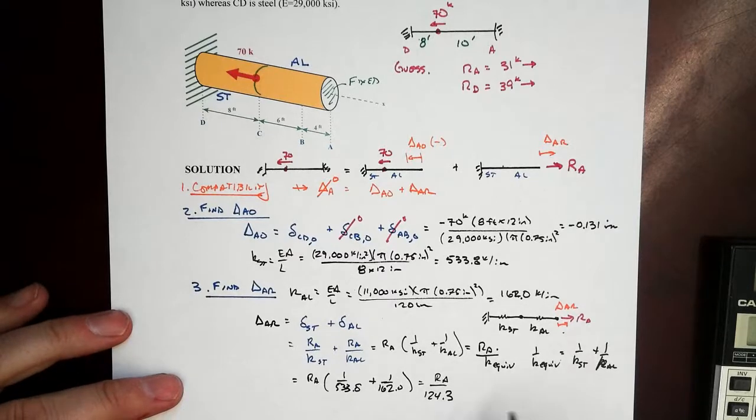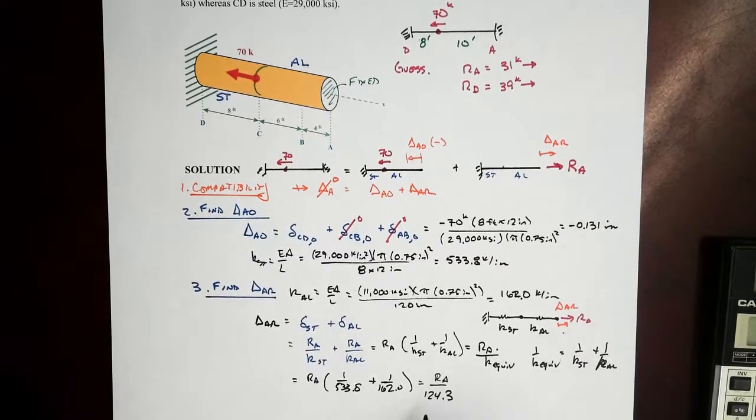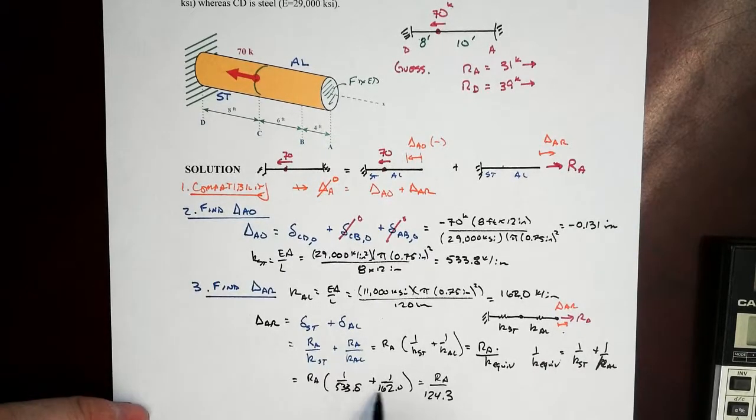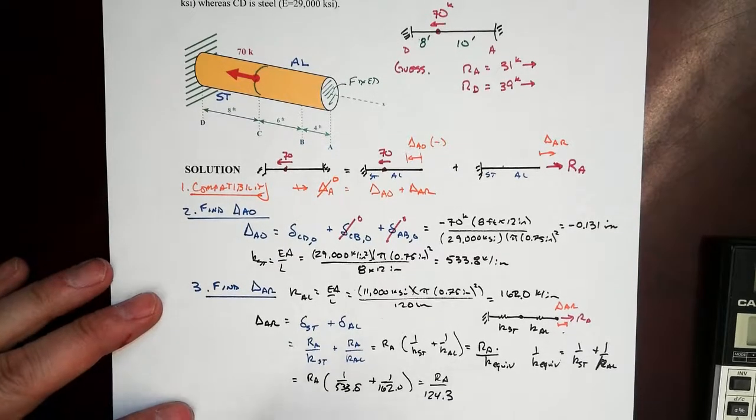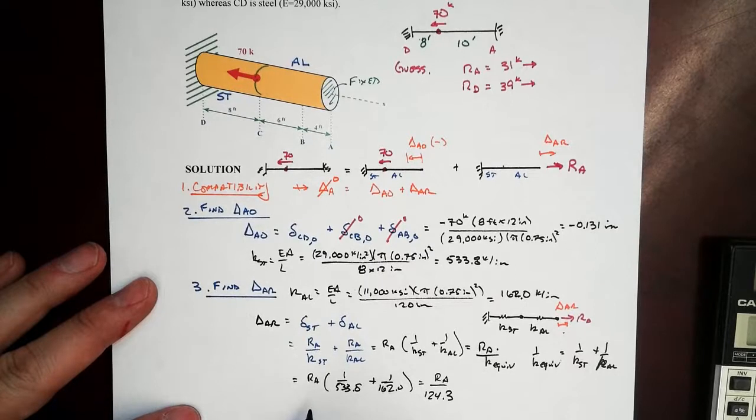That gives me the equivalent spring stiffness here, which is not either one of the two values. It's not the average of the two. It's because it's in series that it turns out like that, the whole system is actually more flexible.